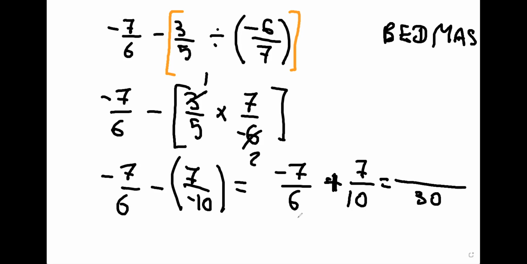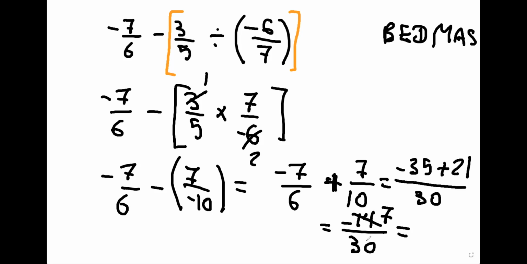So now you go 30 divided by 6 is 5. Multiply the 5 by the negative 7, you get negative 35, plus 10, 30 divided by 10, you get 3. 3 times 7 is 21. And then your answer, negative 35 plus 21 is negative 14 over 30. Now you reduce, 2 goes into 14 7 times, it goes into 30 15 times. So the answer is negative 7 over 15.